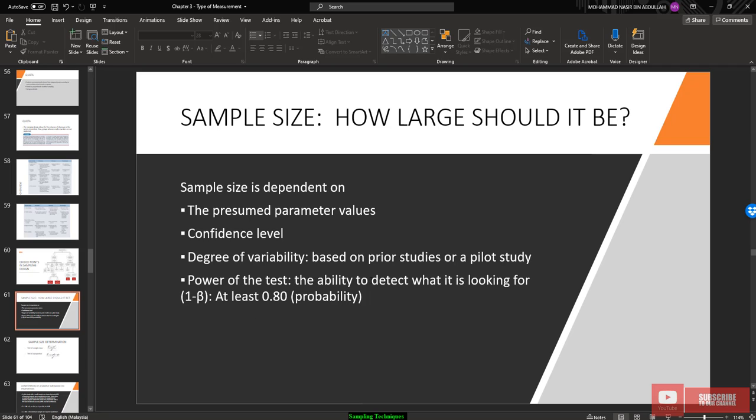The ability to detect what it is looking for. 1 minus beta, where beta is a type 2 error. 1 minus beta is the opposite of type 2 error, which is our power of the test. So we need to have at least 80% of the power.